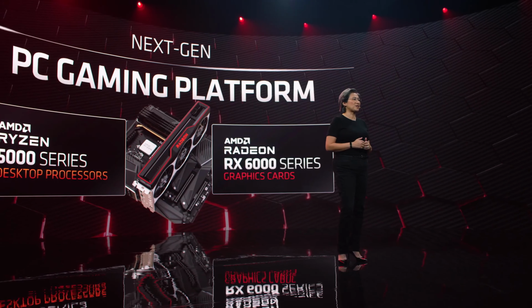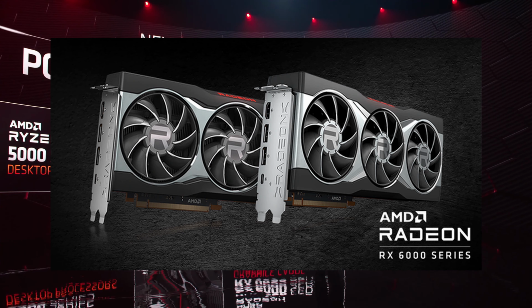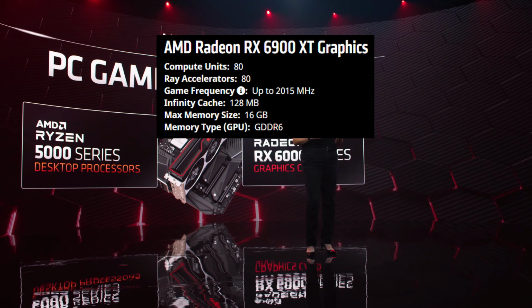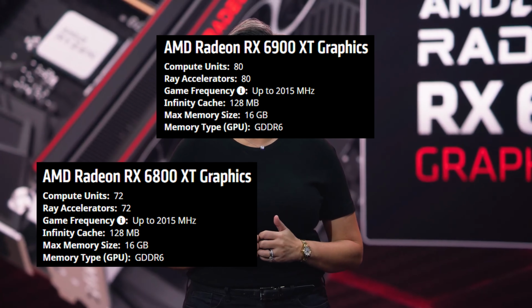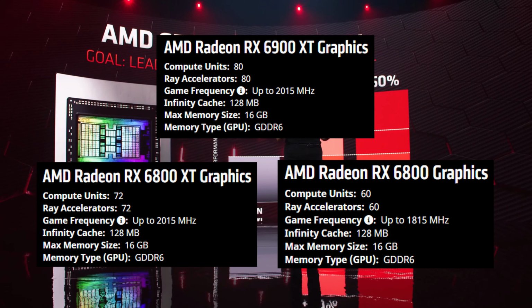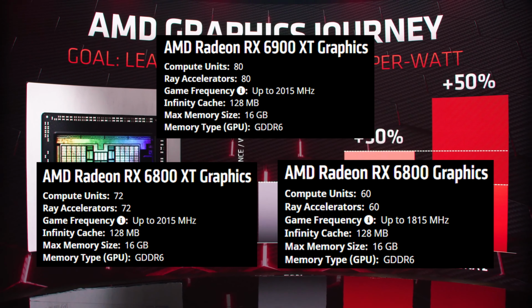So obviously the first key component that you're going to need for your AMD system to make use of this full performance is one of their new graphics cards. So whether it be a 6900 XT or a 6800 XT or a 6800, you're going to need one of these in your system to make full use of the AMD Infinity Cache.